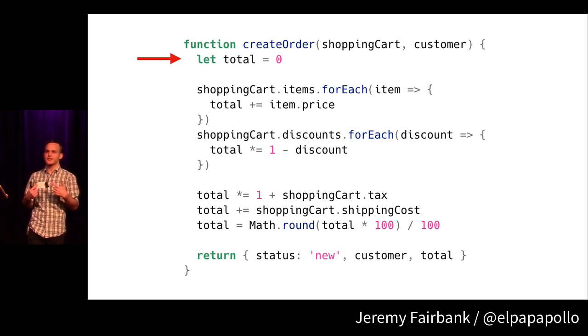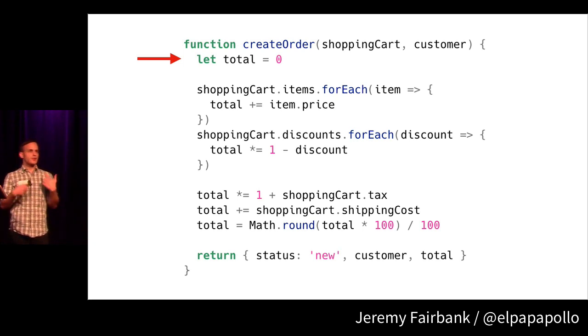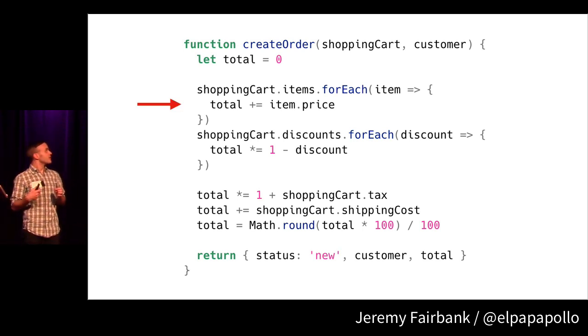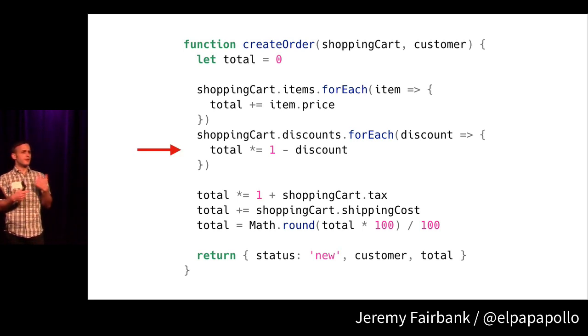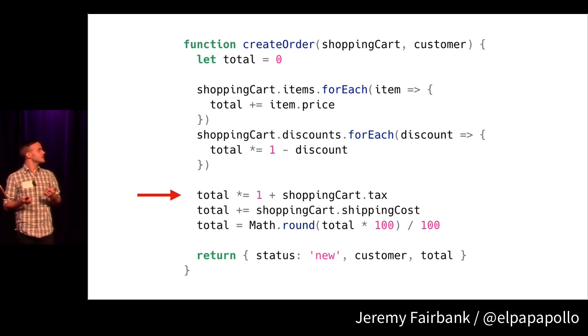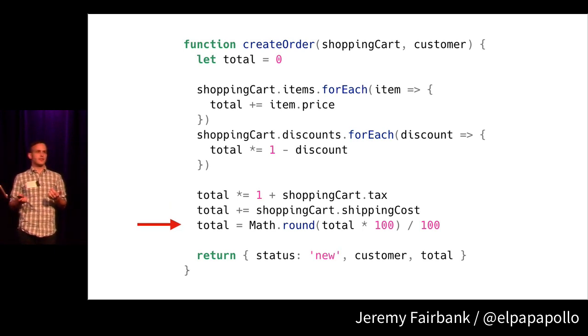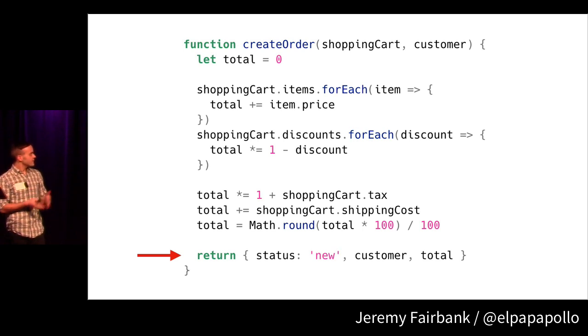So the first thing it's going to do is compute a total. We'll start off with a total of 0. Then it's going to loop through all the shopping cart items and add in their price to the total. Then it'll loop through all the discounts and apply each discount. We'll apply a shopping cart tax, shipping costs, and then finally round it to 2 decimal places. And then once we have that total computed, we can return this new order along with the customer and that total.